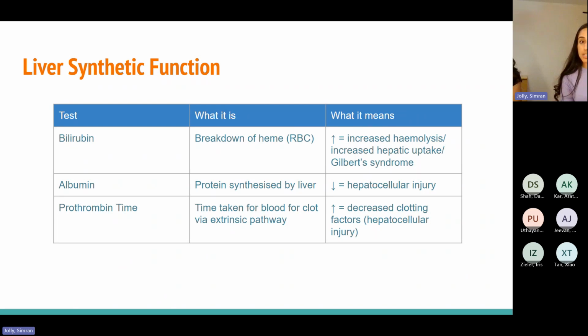And then you've got prothrombin time as well, so your INR. So looking at how much time it takes for your blood to clot through the extrinsic pathway. If you can remember back to pre-clin, does anyone know what clotting factors in particular we're looking at with the liver?